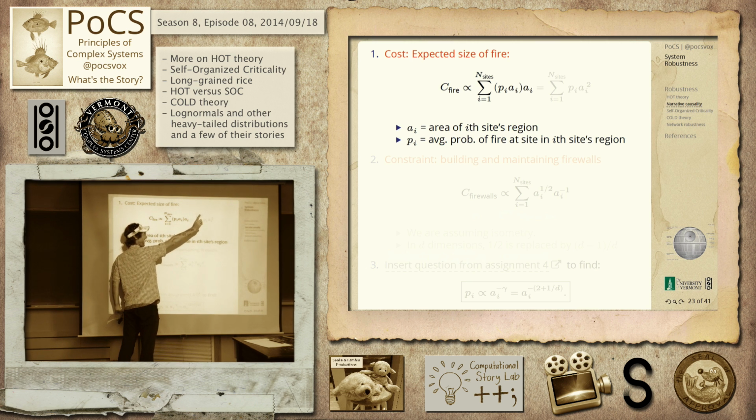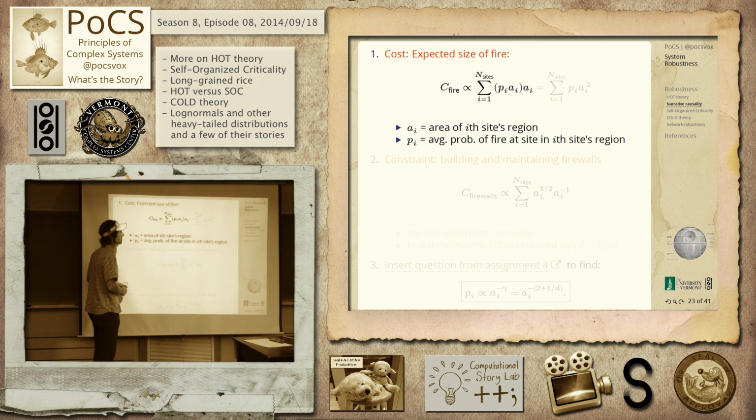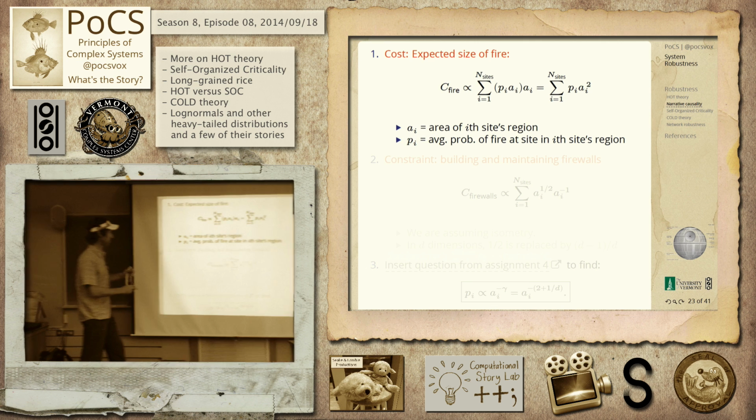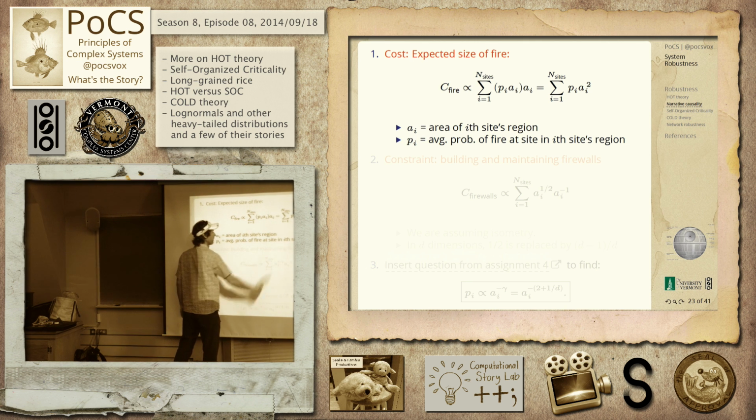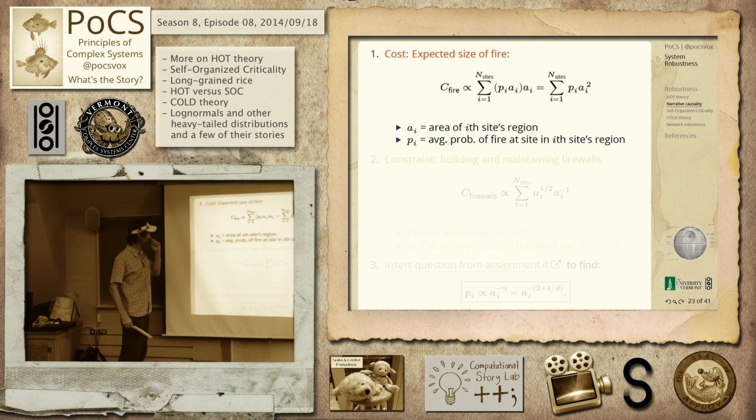That's exciting. We're going to multiply by the area, because this is the actual cost, right? So we've got probability times cost. This is an average of cost. And so that's simply the average probability of a fire at a site in the region of the site. So that's going up with area. So cost, that makes sense.